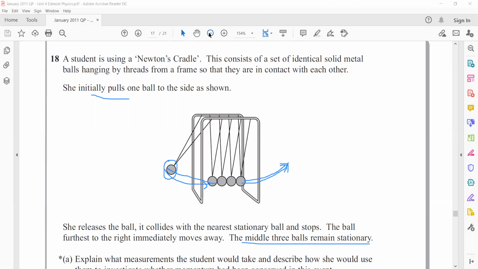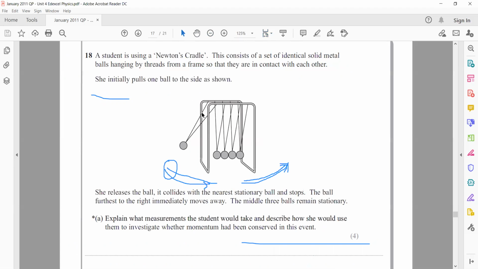So the question is, explain what measurements the student would take and describe how she would use them to investigate whether the momentum has been conserved in this event. So what measurements should be taken to show that the momentum is conserved? How can we show that the momentum is conserved? So measurement of the time. Okay, one thing. What else?